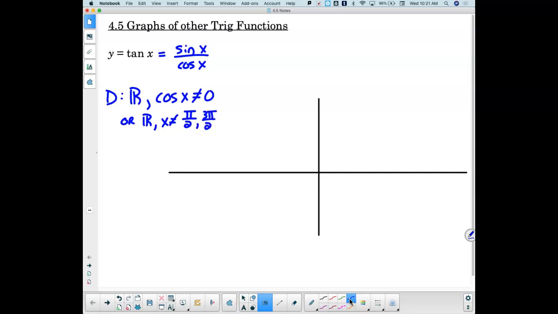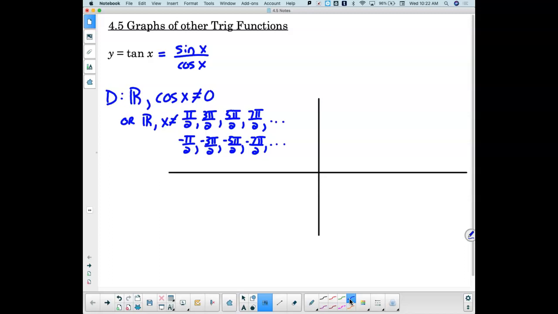Are those the only two? No. What else? 5 pi over 2. Can I go negative pi over 2? Right? So at all of those, we're dividing by 0.